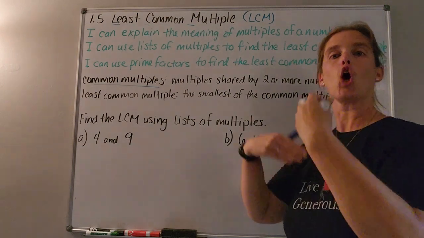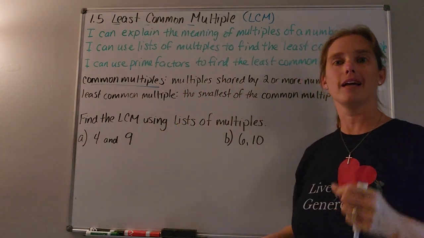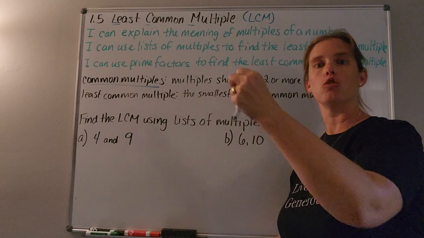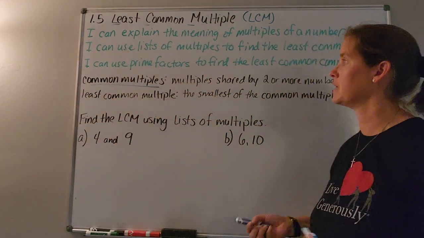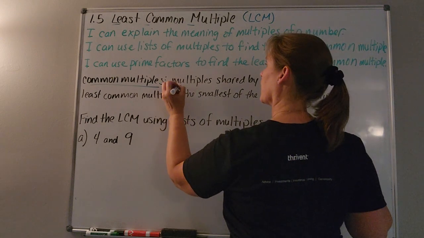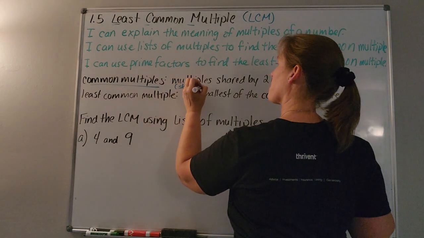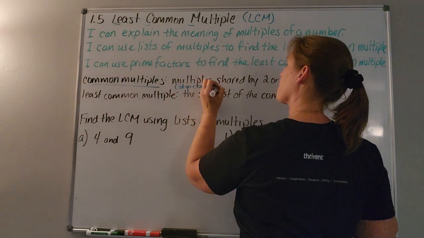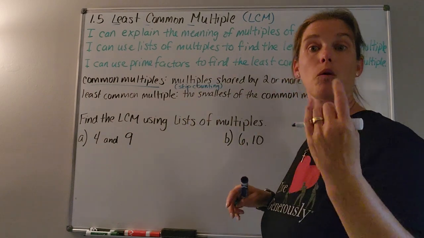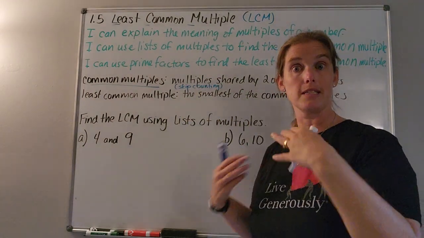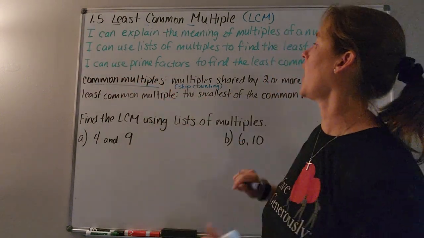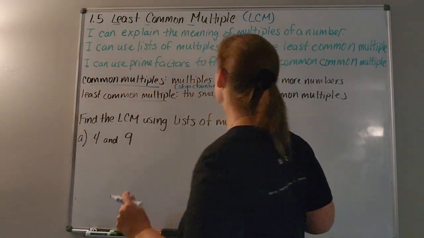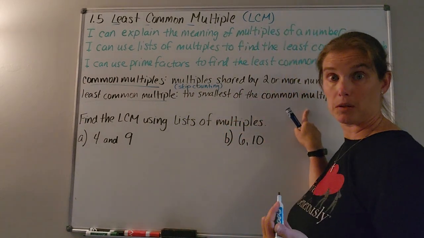Multiples are getting larger. That's when you multiply your number by 1, by 2, by 3, by 4. Think skip counting with that number, so to speak. So there's always one number that is the number. One of your multiples is the number itself, and then they keep getting bigger. The least common multiple, the LCM, is the smallest of those common multiples.